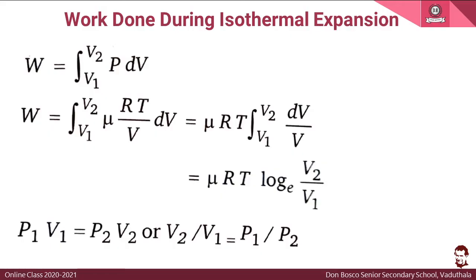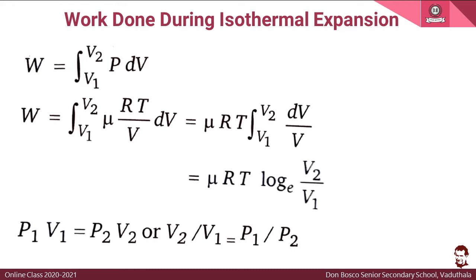See the steps once again. Work done during isothermal expansion, work means PdV. Total work means integral of PdV. Since the volume is changing from V1 to V2, we are writing the integral from V1 to V2 of PdV. Then P we are substituting according to the gas equation, mu RT by V, dV. After that we are integrating according to the formula of integration, 1 by V dV is equal to log V. So it will be log V within the limit V1 to V2. After applying the limit, it will be log V2 minus log V1.